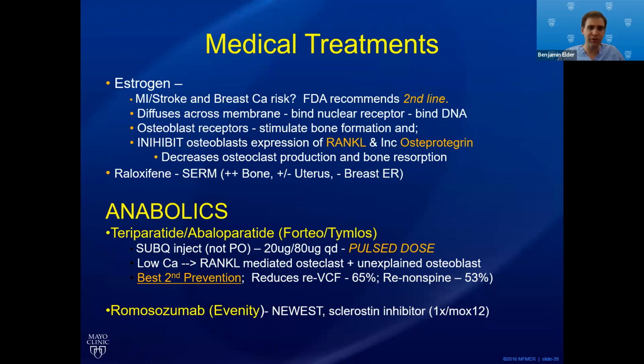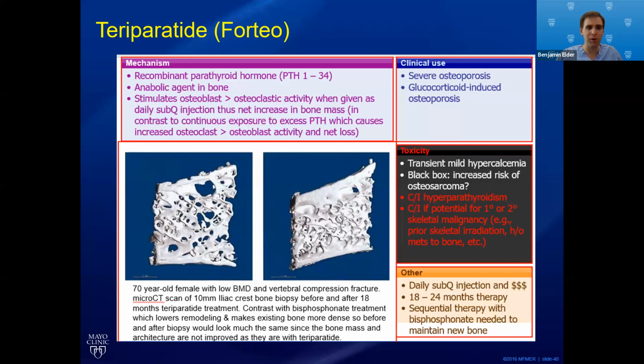And so the estrogen drugs or the SERMs like raloxifene are typically second-line agents, and stimulate some receptors on osteoblasts. And then the anabolics are really teriparatide and abaloparatide, which again are the parathyroid hormone analogs. And these are given daily, 20 micrograms daily for teriparatide and 80 micrograms sub-Q for abaloparatide. So it's a pulse dose. And they're the best secondary prevention as they reduce vertebral column fractures by 65%, non-spine fractures by 53%. Then romosozumab or Evenity is the newest, and again, is a sclerostin inhibitor.